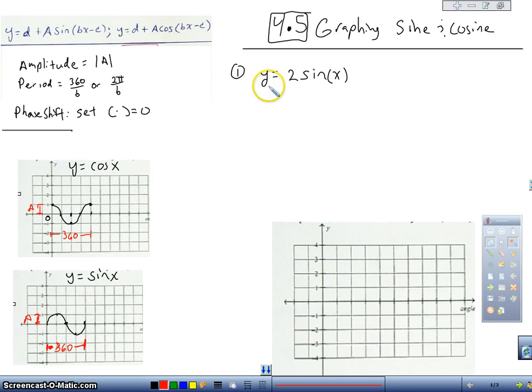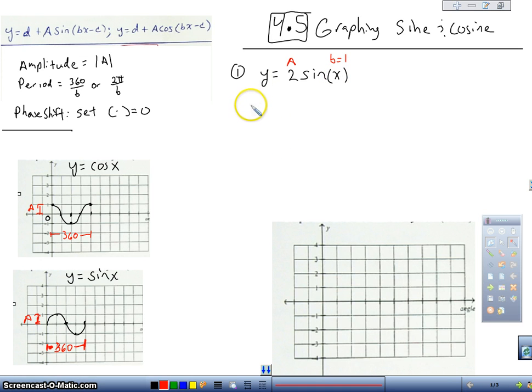Okay, well, let's take a look at this first example. y is equal to 2 sine x. Now, in the context of these equations, let's figure out what this 2 represents. It's in the position of the A. And the B here, which is the number in front of x, in our case, is equal to 1. Okay, so we have no D and we have no C in this example.